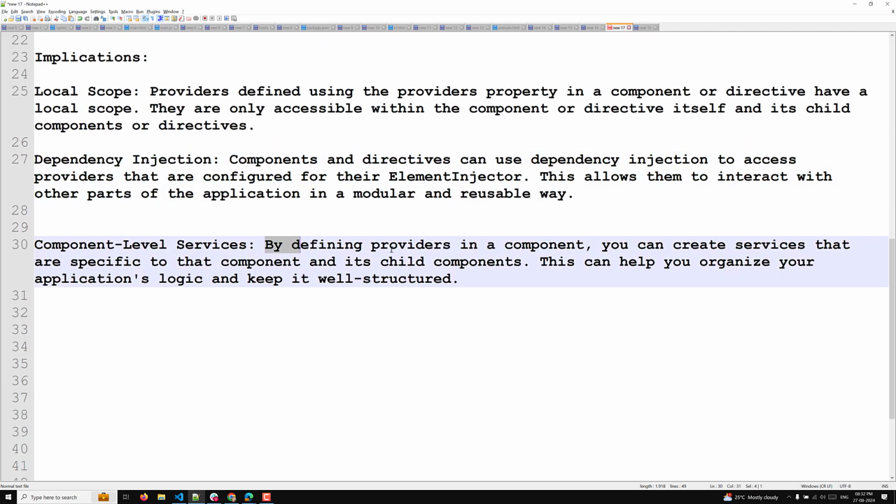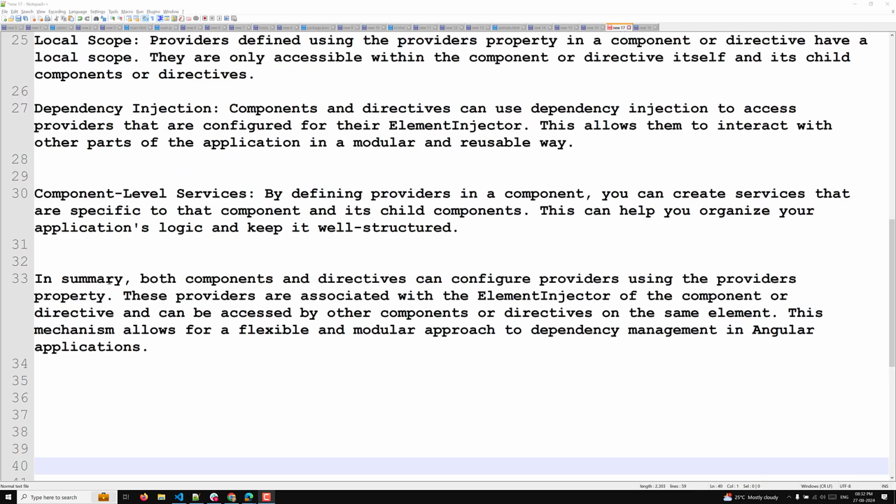And component-level services. By defining providers in a component, you can create services that are specific to that component and its child components. This can help you organize your application's logic and keep it well structured. In summary, both components and directives can configure providers using the providers property. These providers are associated with the element injector of the component or the directive and can be accessed by the other components or directives of the same element. This mechanism allows for a flexible and modular approach to dependency management in Angular applications.